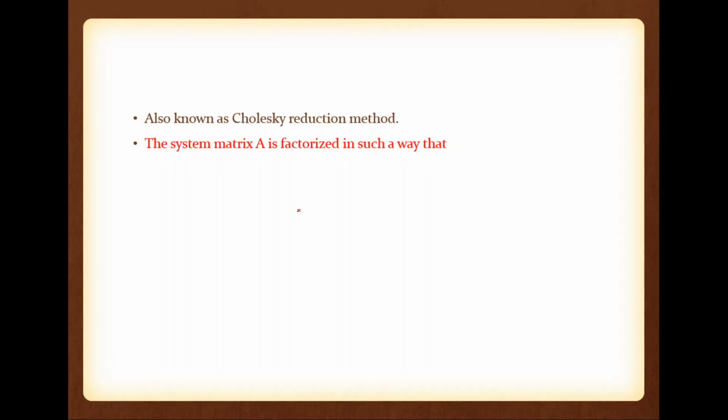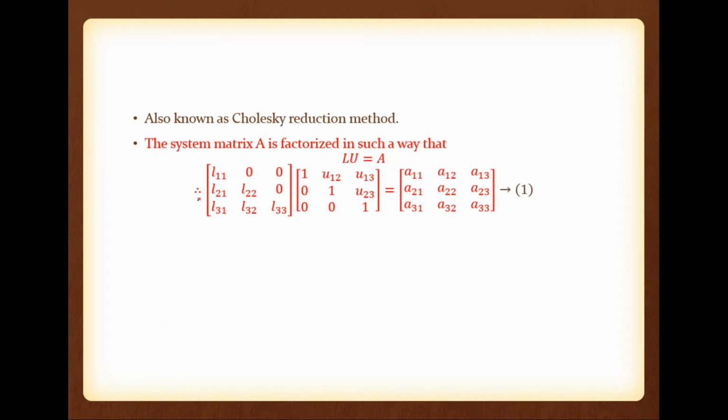Please note, similar to the LU method, here the system matrix A is factorized in such a way that LU is equal to A. Expanding this equation: L11 0 0, L21 L22 0, L31 L32 L33 times 1 U12 U13, 0 1 U23, 0 0 1, equal to A11 A12 A13, A21 A22 A23, A31 A32 A33. So you can see this is L, this is U, this is A.